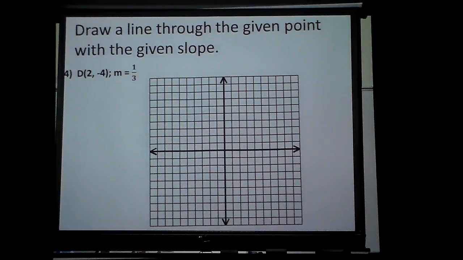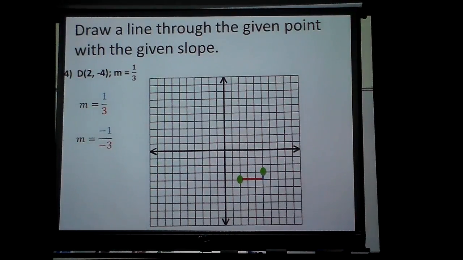Okay, let's look at one more. So let's look at the point 2, negative 4, puts it there. And my slope is 1 over 3. Well, now I'm going to go over 3 and down what? Up 1. Up 1. Glad I think I'm paying attention at least when I made this. Going to go up 1.